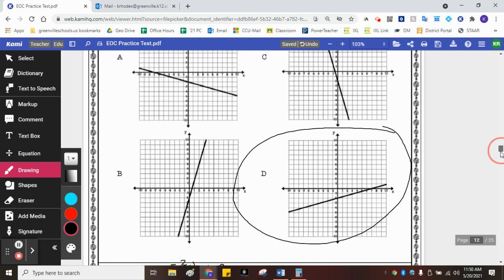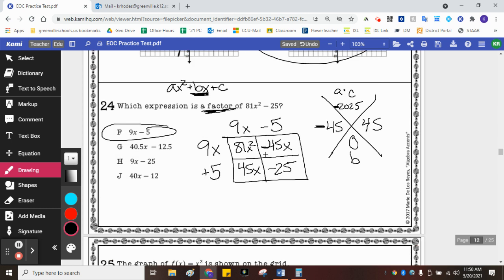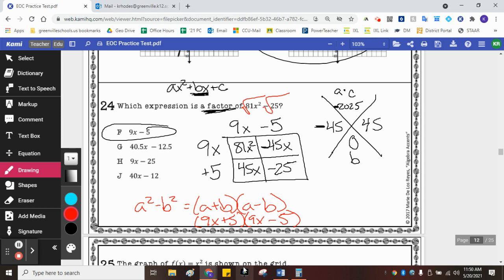Some people learned this on their own, and they just learned this is the difference of squares because 81 is a perfect square and 25 is a perfect square. And so you follow the equation a plus b, a minus b. So the square root of 81 is 9x and the square root of 25 is 5. So positive 5, negative 5. If you remembered it through that equation, that's good too. Either way works.